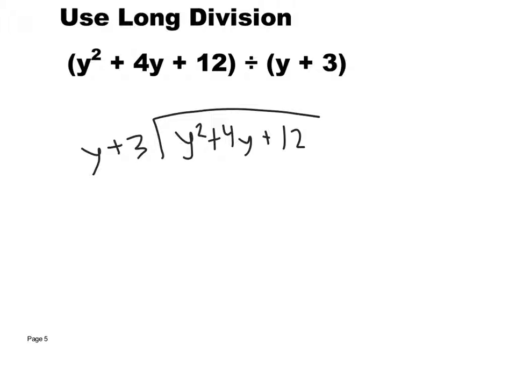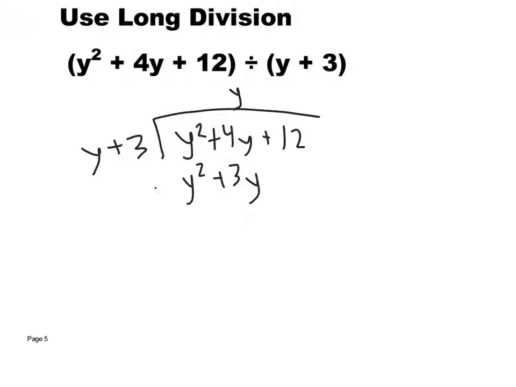What I'm going to do is look at the first term here. I need to figure out what I need to do to y to make it y squared. Square it? No. Times it by y. So y goes up on top. And then I take y times y plus 3. What is y times y plus 3? Y squared plus 3y, because I distributed the y out to everything.